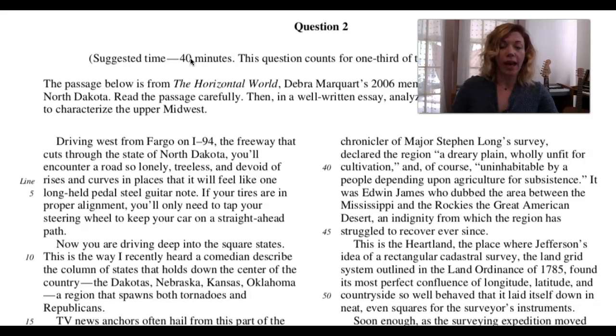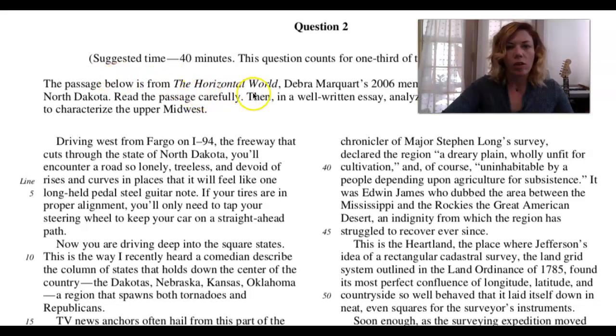After we read the excerpt, we are going to decide on our points that will be part of our thesis and that will make up our body paragraphs. So let's take a look at the prompt. So again, it says 40 minutes. We should always spend 40 minutes on these.